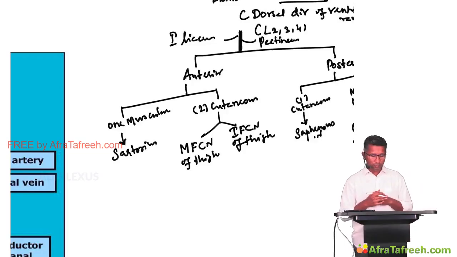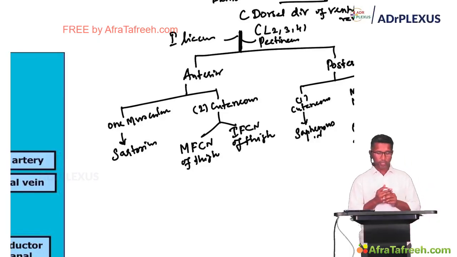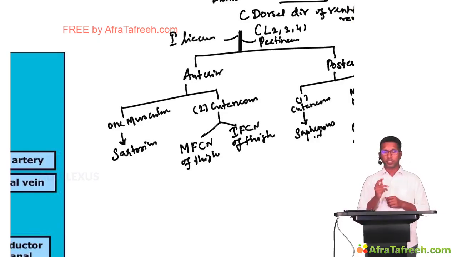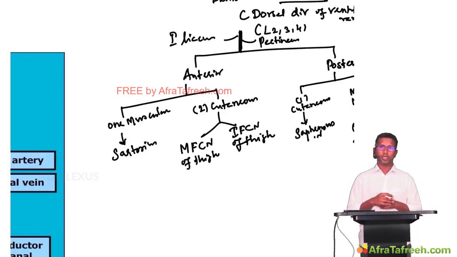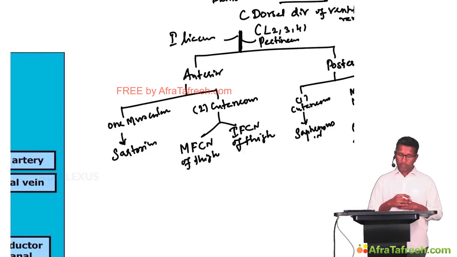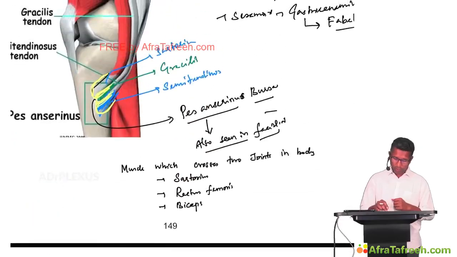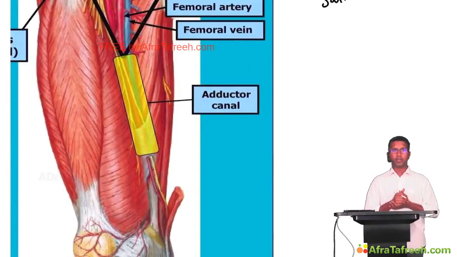Okay, so we are done with the anterior aspect of the thigh. We have seen the muscles and the regions of the anterior aspect of the thigh. To complete it, we need to understand one more area in the anterior aspect of the thigh, that is called the adductor canal or the femoral canal, guys. So we will move to the next topic, the adductor canal or the femoral canal.